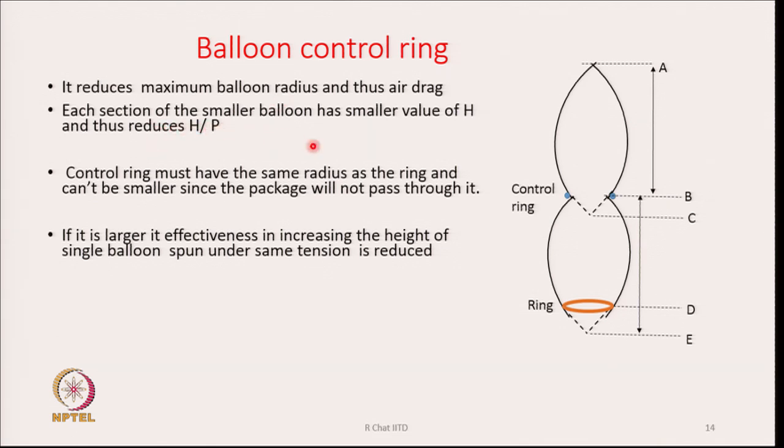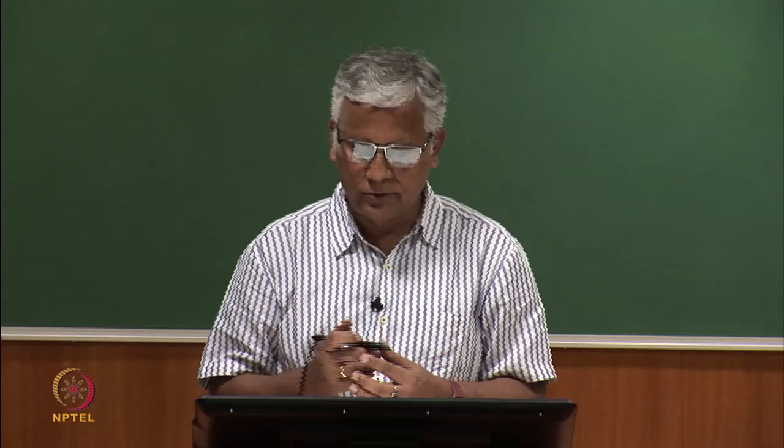Each section of the smaller balloon, actually here these two dots that you see, the blue, these are basically the cross sections of the control ring, which is a balloon control ring. So, it is basically forming two balloons. By having a control ring, we are actually forming two sub balloons, instead of one bigger balloon if we do not have a control ring.